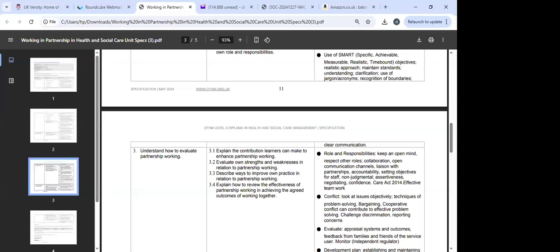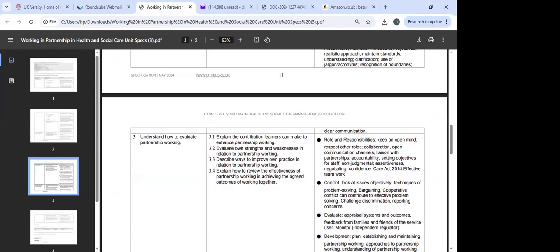LO3. Very, very important. Understand how to evaluate partnership working. 3.1, we're going to look into how to explain the contribution learners can make to enhance partnership working. 3.2, evaluate own strengths and weaknesses in relation to partnership working. 3.3, describe ways to improve own practice in relation to partnership working. 3.4, explain how to review the effectiveness of partnership working in achieving the agreed outcomes working together.